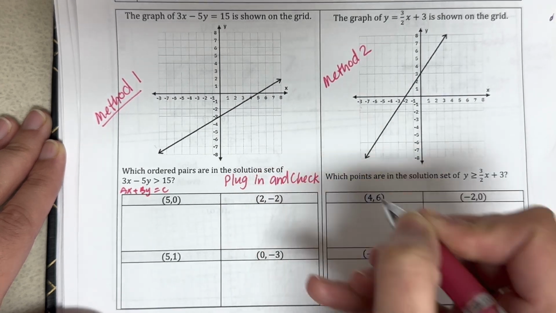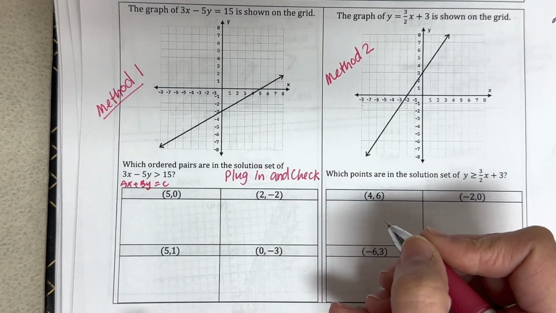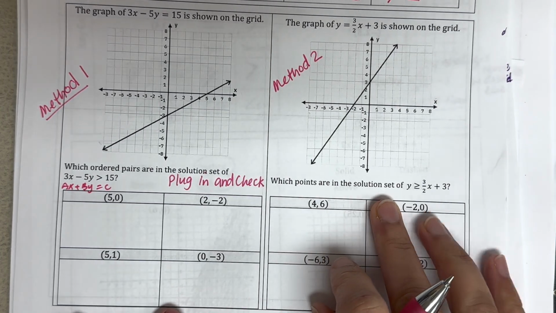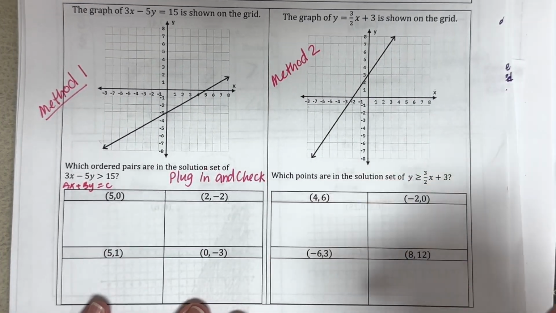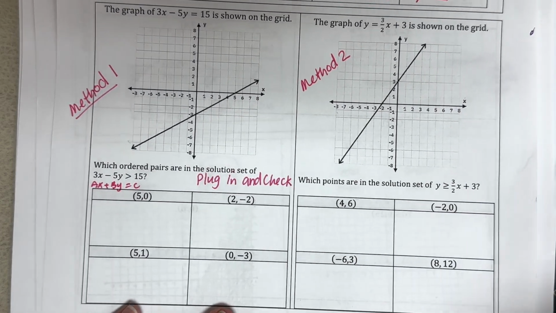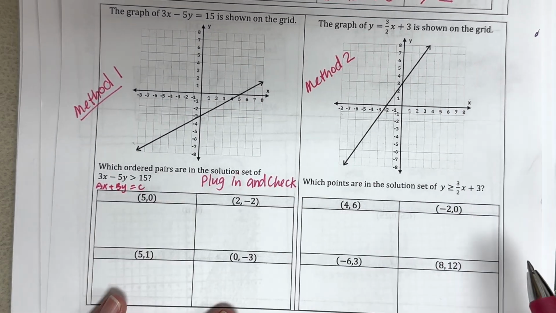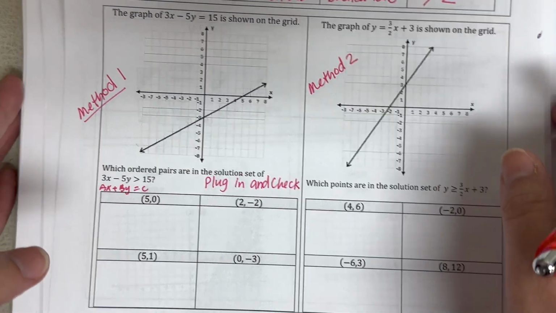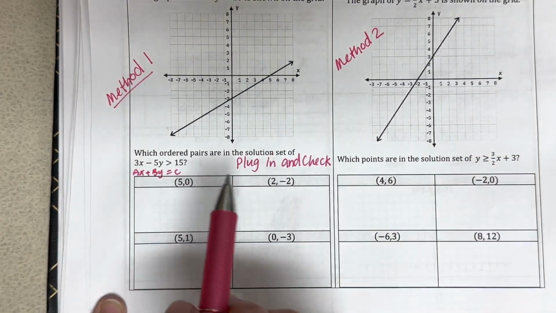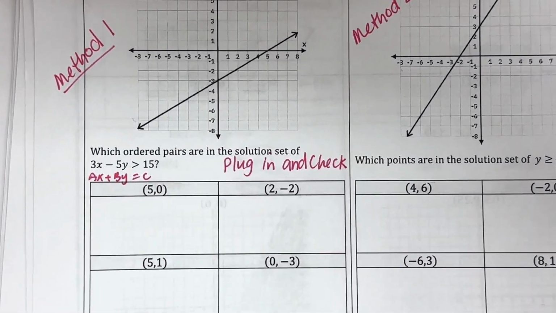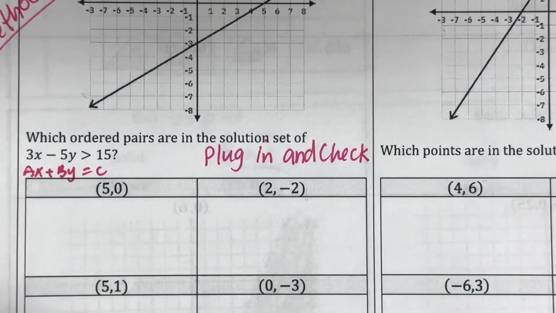So I'm going to plug in numbers and I'm going to check. For the second one, I'm going to draw the line, shade the area, and then I'm going to put the points and then check. So it depends on what type of equation I have. It's faster to do one method or the other. So let's do the first one. I'm going to do 2 questions and then I'm going to let you finish 2.